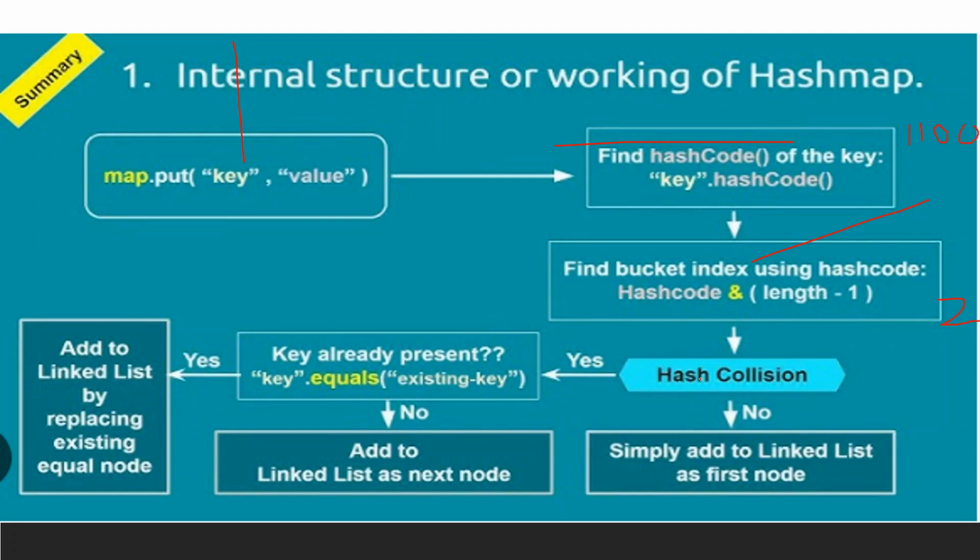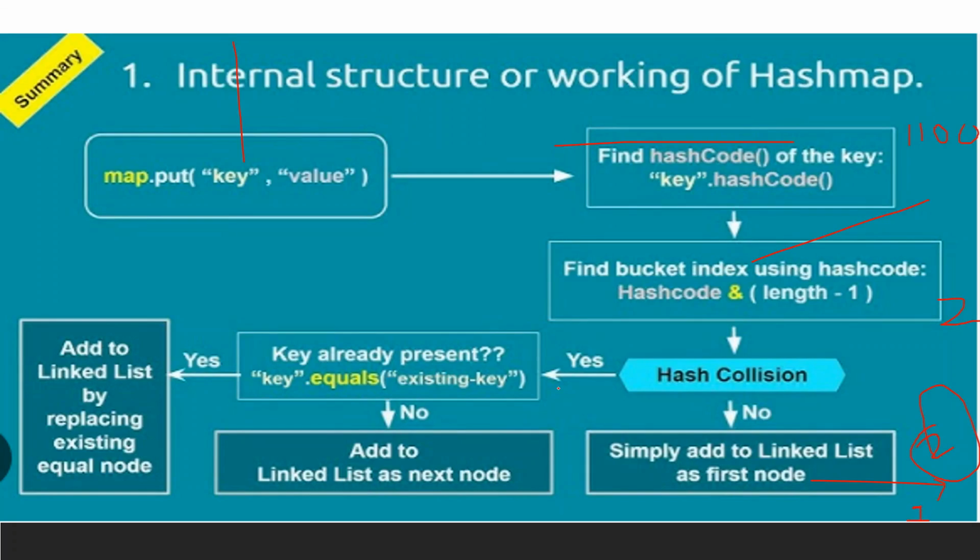So what will happen if there is a hash collision? If there is a hash collision, it simply adds to the linked list as the first node. If hash collision is not happening, it simply adds the key and value at that index, at the first position. For example, at the second index it will add at the first position. All elements will be added this way.